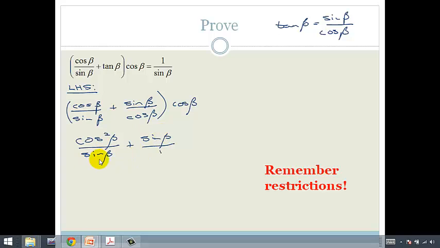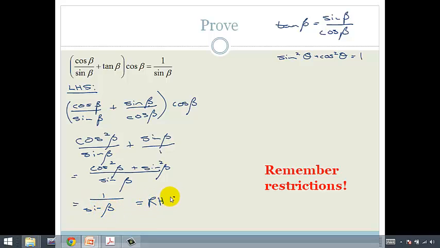So then, if we have to find a common denominator, we can find a common denominator of sine beta. So sine beta goes into sine beta once. 1 times cos squared beta is just cos squared beta. Plus 1 goes into sine beta gives 1 times sine beta, sine beta times sine beta is sine squared beta. And we know that sine squared theta plus cos squared theta equals 1. Therefore, cos squared beta plus sine squared beta equals 1. So it's 1 over sine beta, which equals the right-hand side.